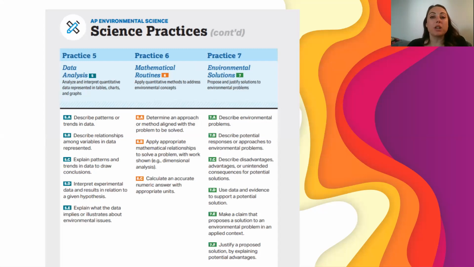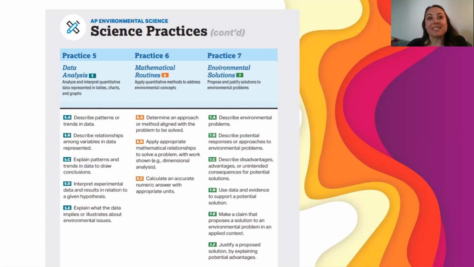So we're going to make some type of claim, some type of trend about some data, and then you're going to be provided evidence. That's numbers. So your claim and your evidence are very important in your FRQs, and we're going to see these are presented heavily in Science Practice 5, where they ask you to interpret and analyze data.